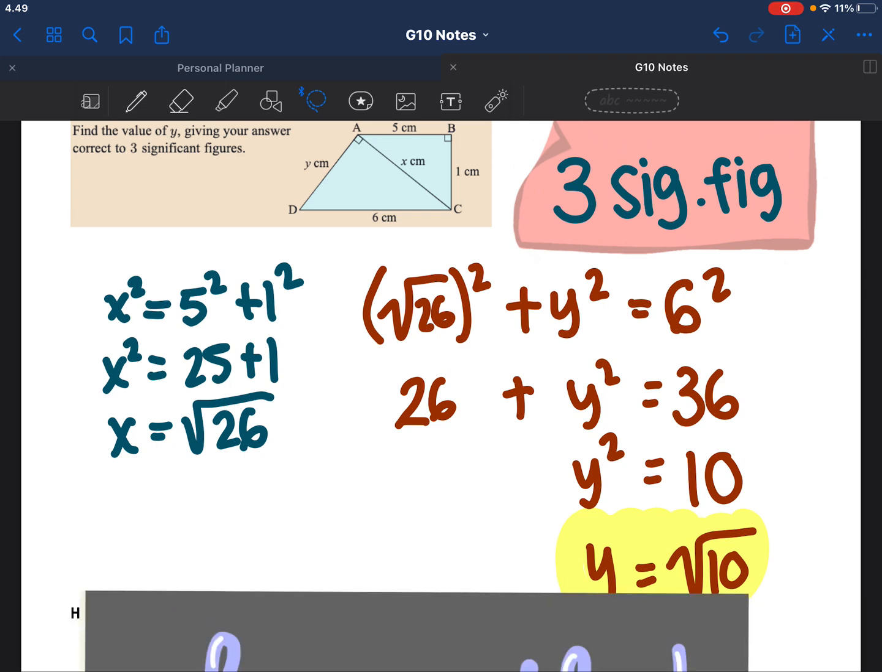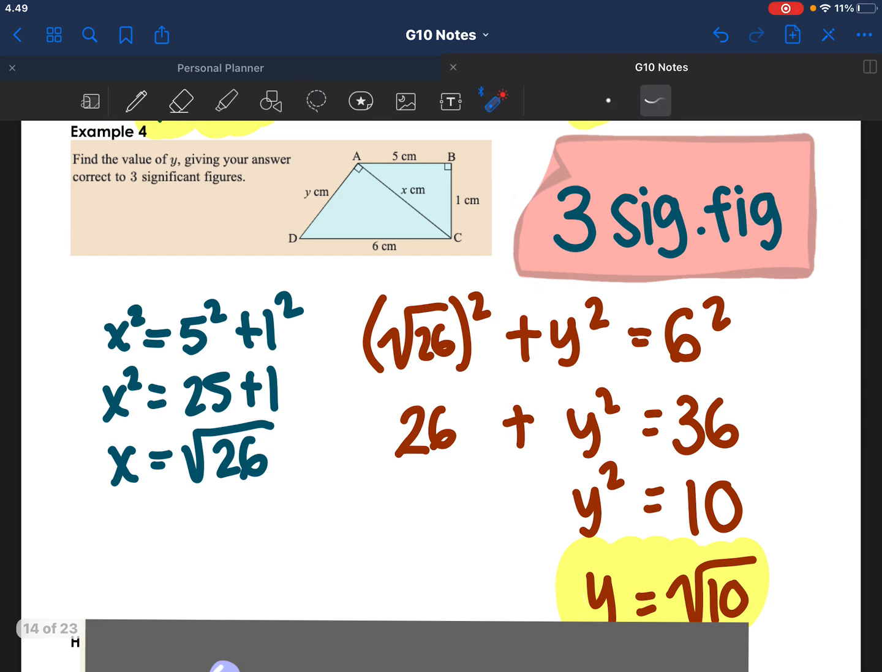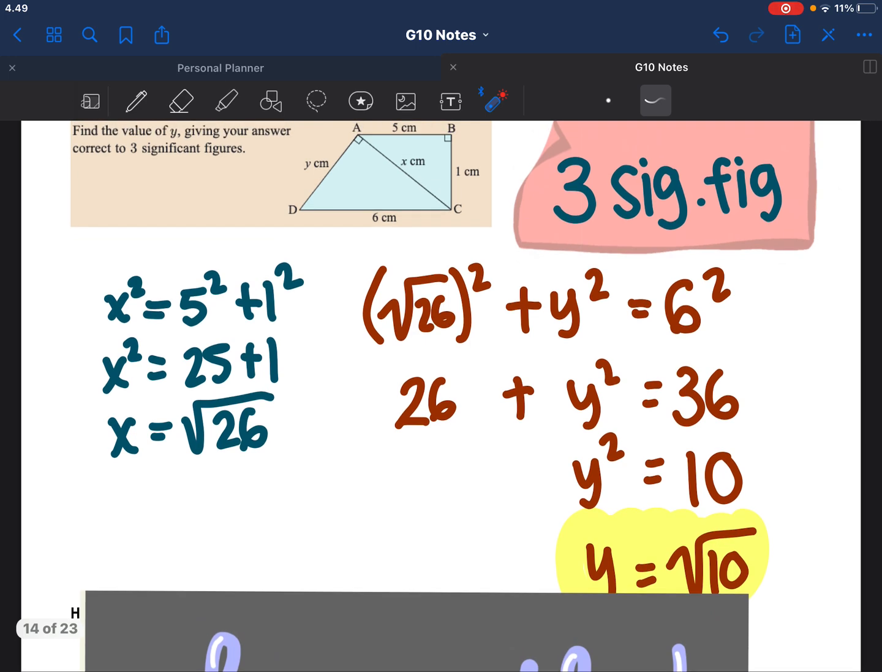So let me go over that here. So we know that this equals the squares of the legs added together, square root of 26. And then also we know that x, which is square root of 26, plus y squared equals the hypotenuse squared. So we solve that. The square root cancels out the square, and then you get y equals plus minus 10, but in this case square root of 10. Plus minus square root of 10, I mean, yeah.